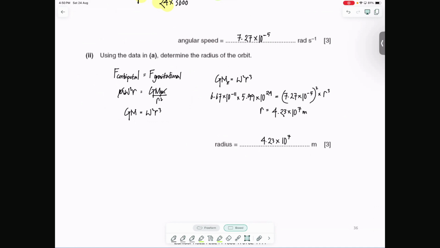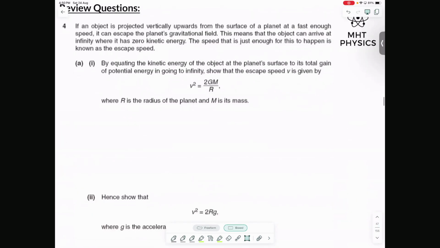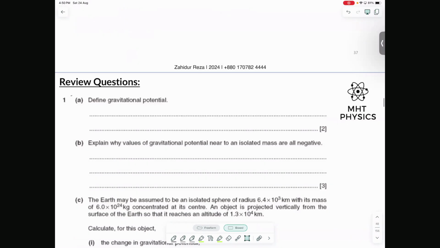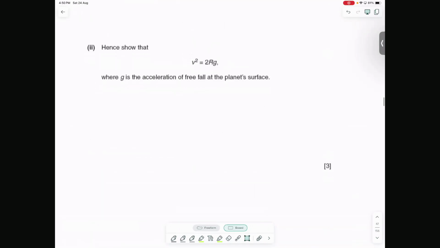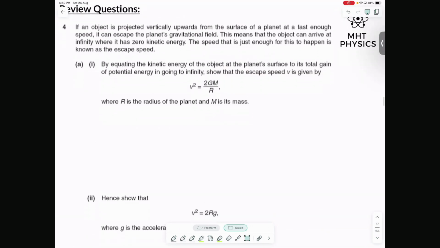Okay, let's move on to the next one. We'll do a potential category. Look at this. An object is projected vertically upwards from the surface of a planet at fast enough speed that it can escape the planet's gravitational field.